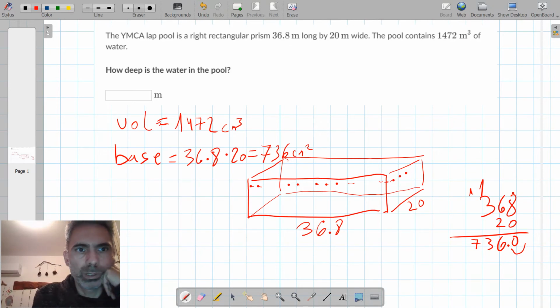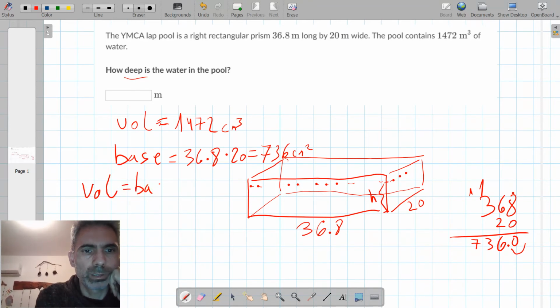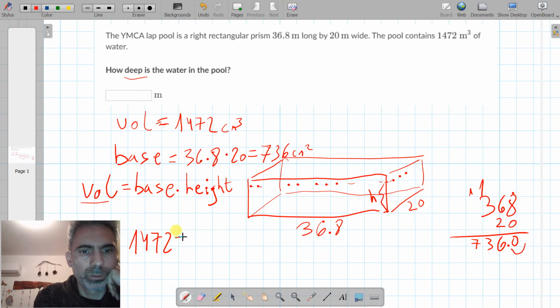So the depth of the water is the height, essentially. This is the height. We need to divide, because volume is base times the height. So we know the volume, which is 1472, and we know the base, which is 736, but we don't know the height.